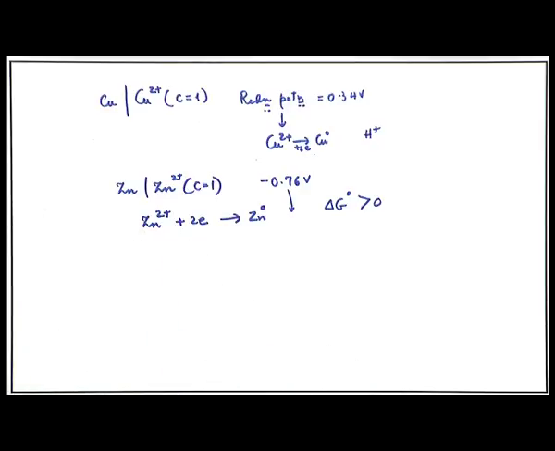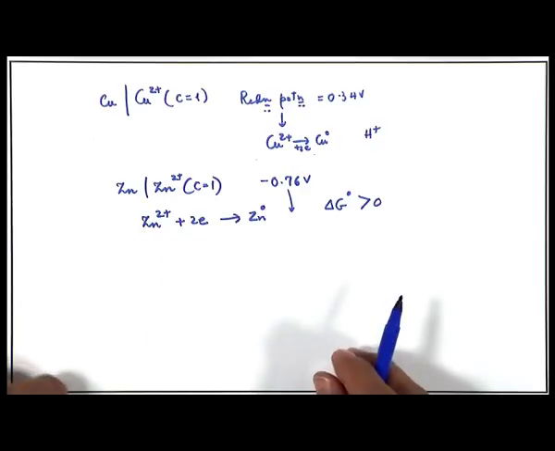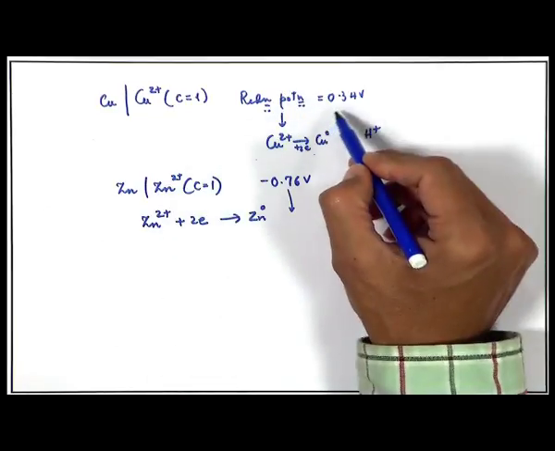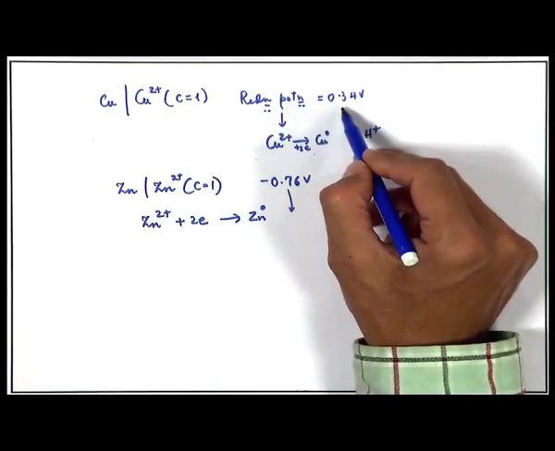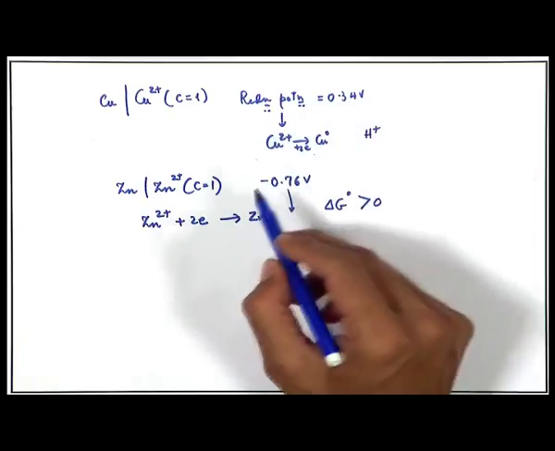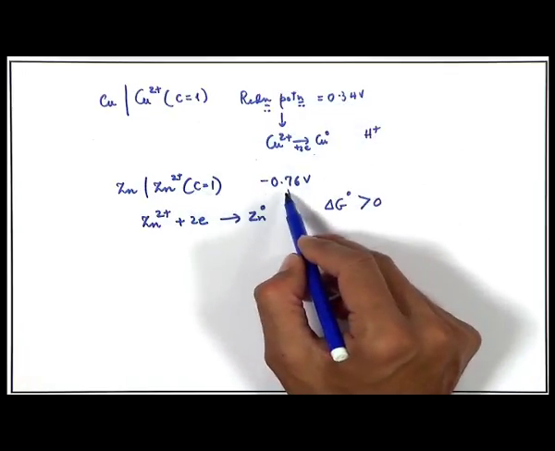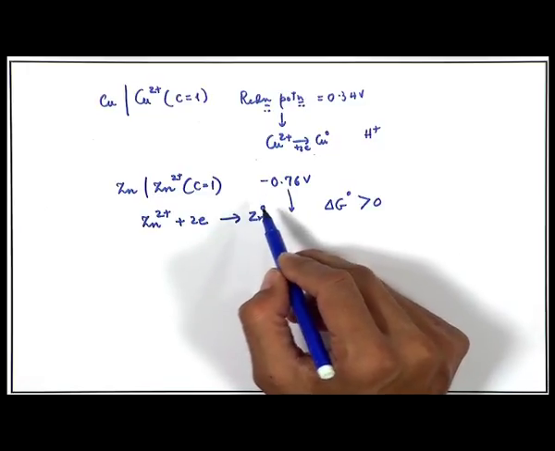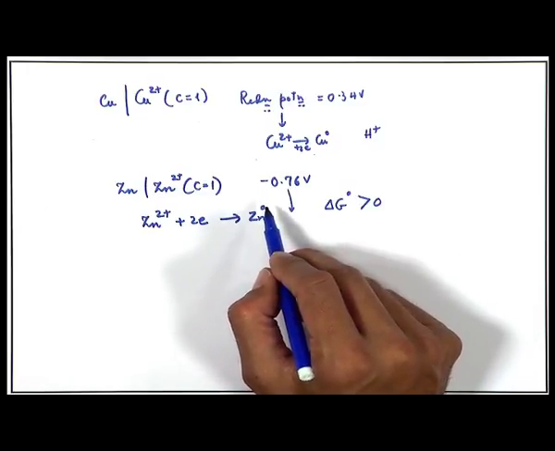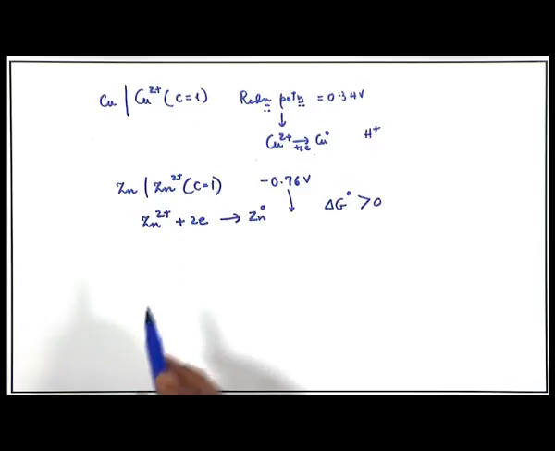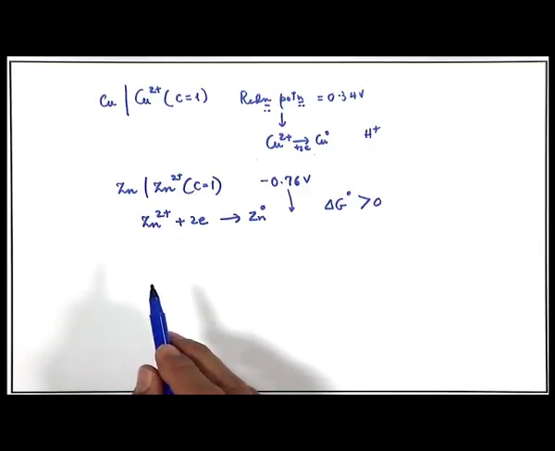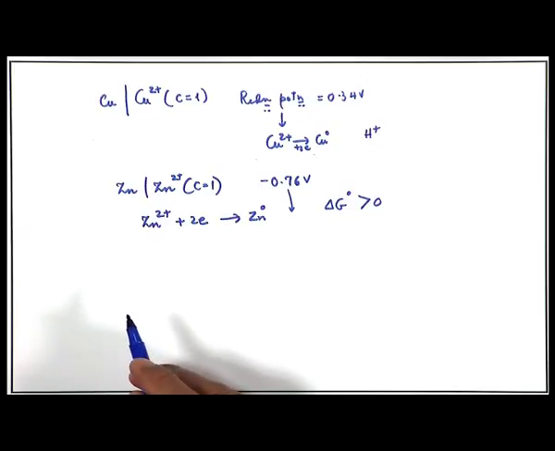So considering all that, its reduction potential is plus 0.34 and its reduction potential is minus 0.76, we are putting the zinc electrode as the left hand electrode and the copper electrode as the right hand electrode, as I already showed you in the representation of the Daniell cell.